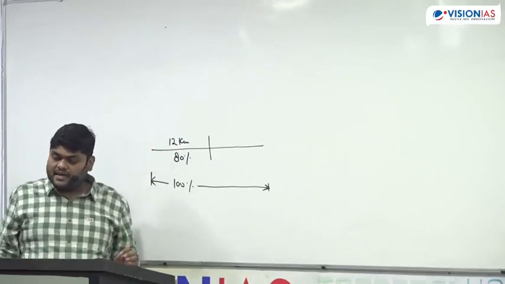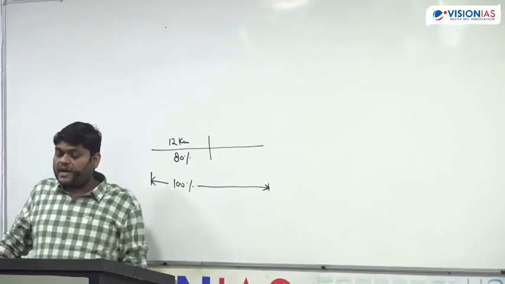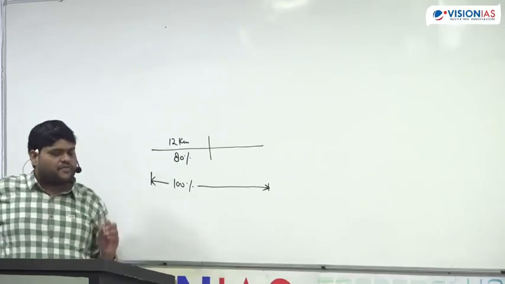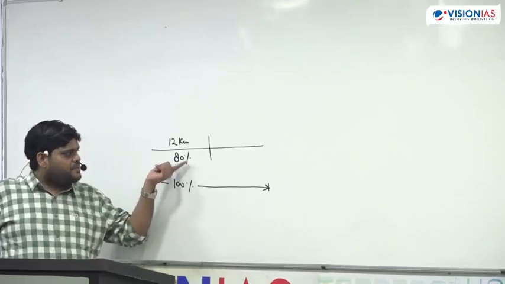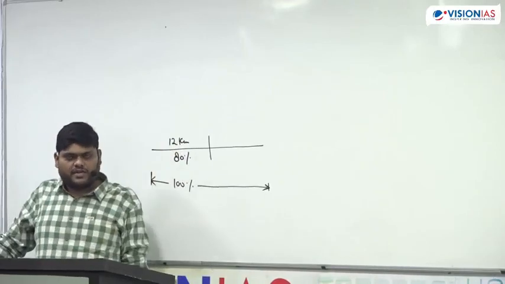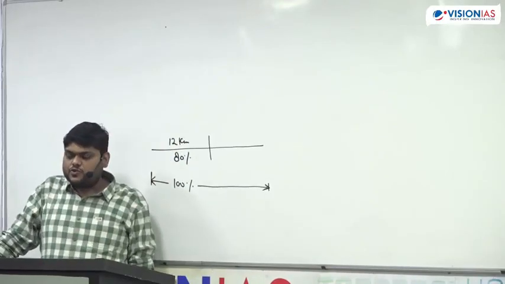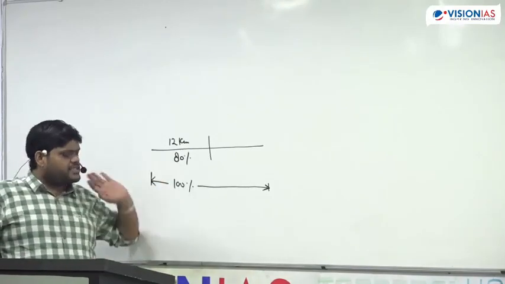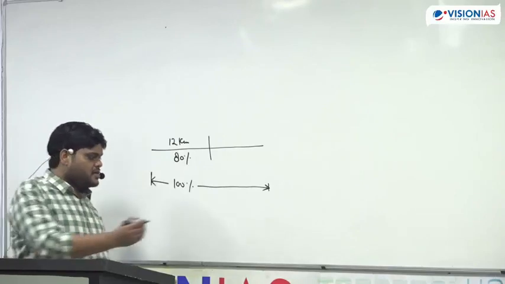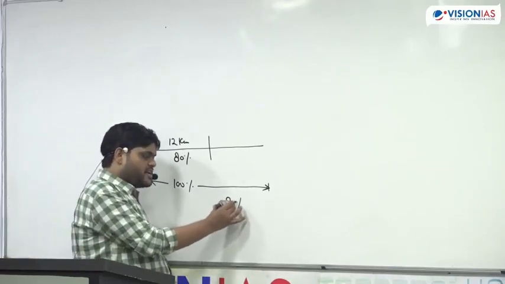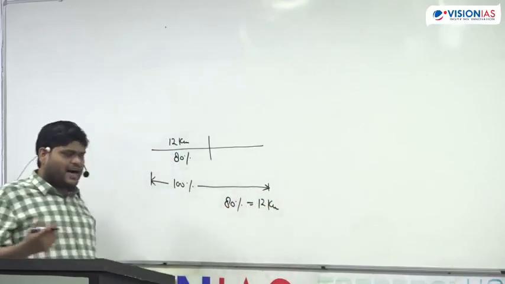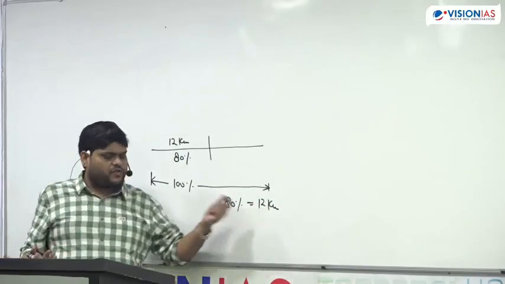So from here, we can say that this 80% should be equal to 12 kilometers. So when this 80% is equal to 12 kilometers, what is 100%? How can we find out? I told you this is 80%, 12 kilometers.